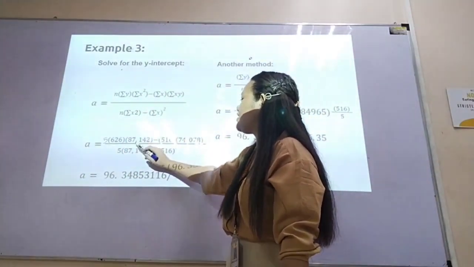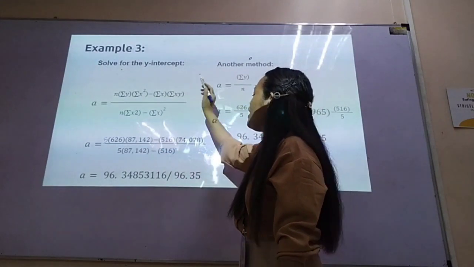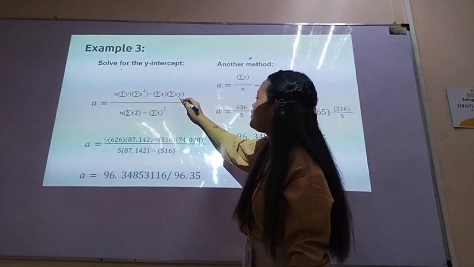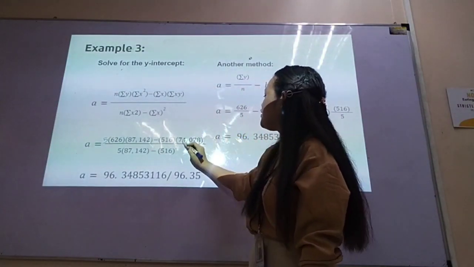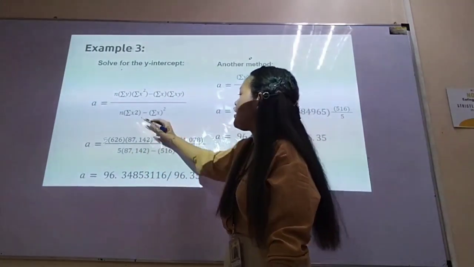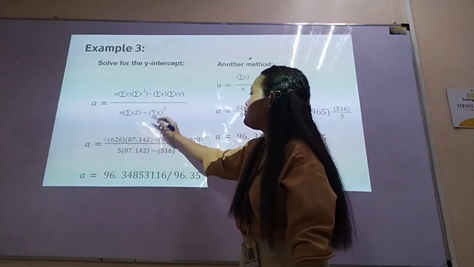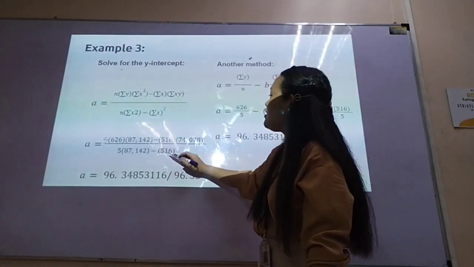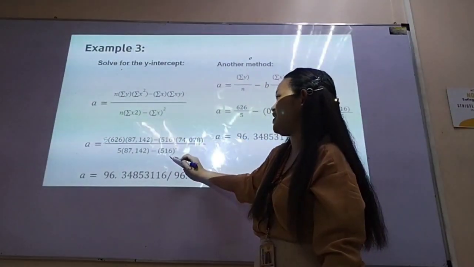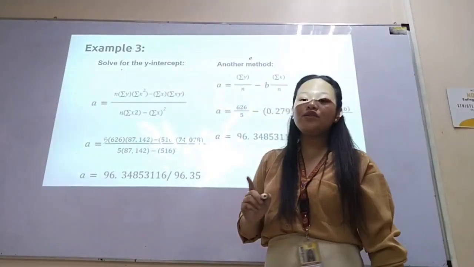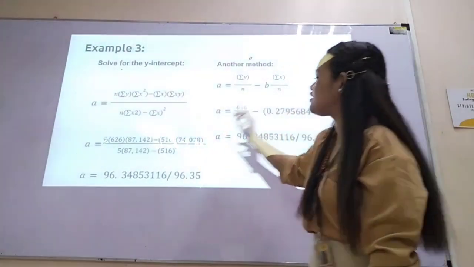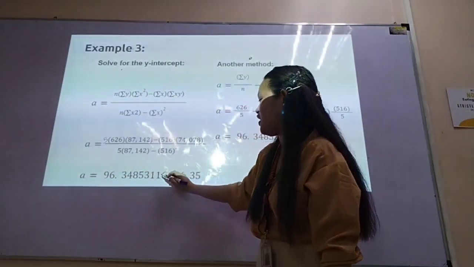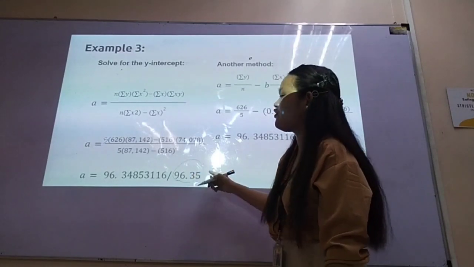The summation of x squared is equals to 87,142 minus the summation of x, which is 516, and multiplied to the summation of xy, which is 74,078, over the number of variables, which is 5, multiplied to the summation of x squared, which is 87,142, minus the summation of x, which is 516 to the power of 2. Now, if we're going to solve it, I'm just going to show you the answer, which is 96.3485316, or equals to 96.35.